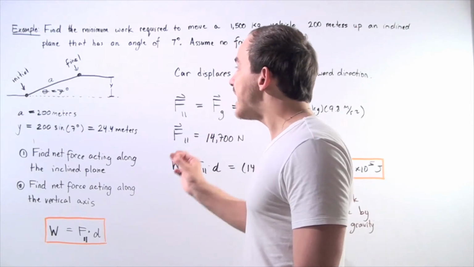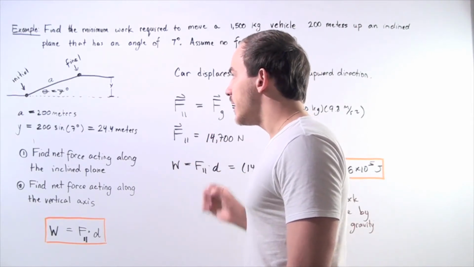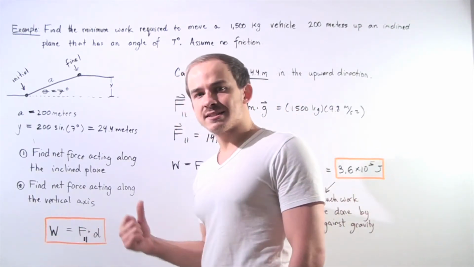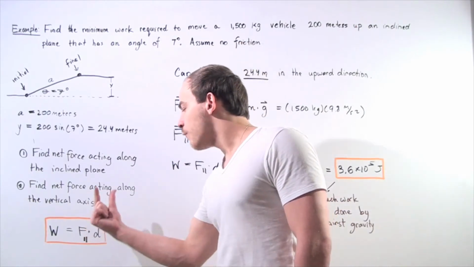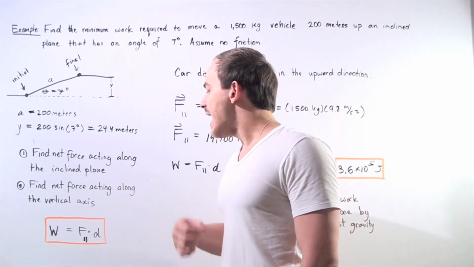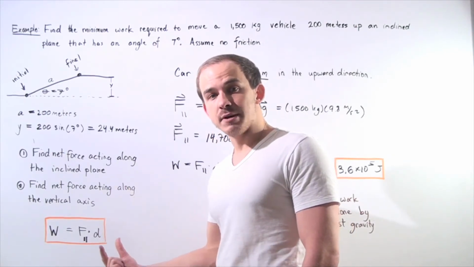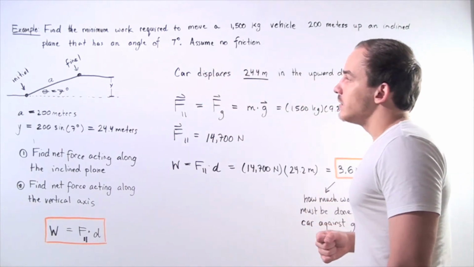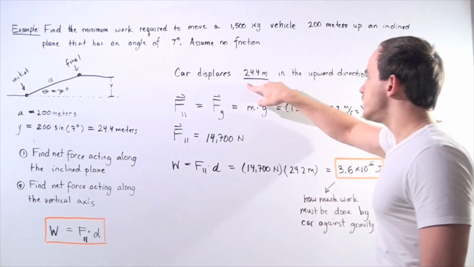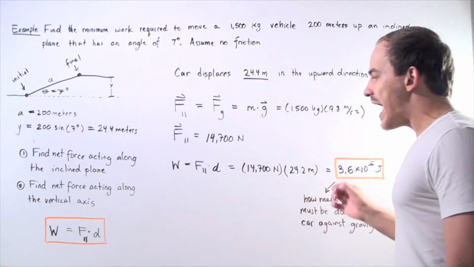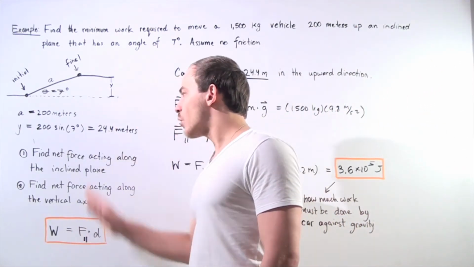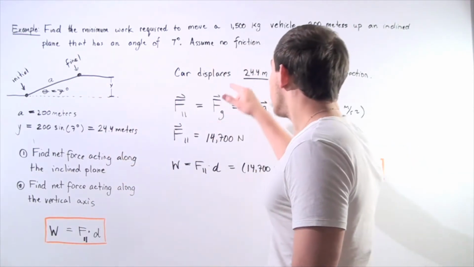Now, because our net force acting on the object is constant, we can use the following equation for work. Work by a constant force is equal to the magnitude of the force acting in the same direction as motion, multiplied by our displacement. So let's begin by recalling that our displacement along the y-axis is 24.4 meters. Now we want to find the magnitude of force that's acting along the same axis as our displacement.